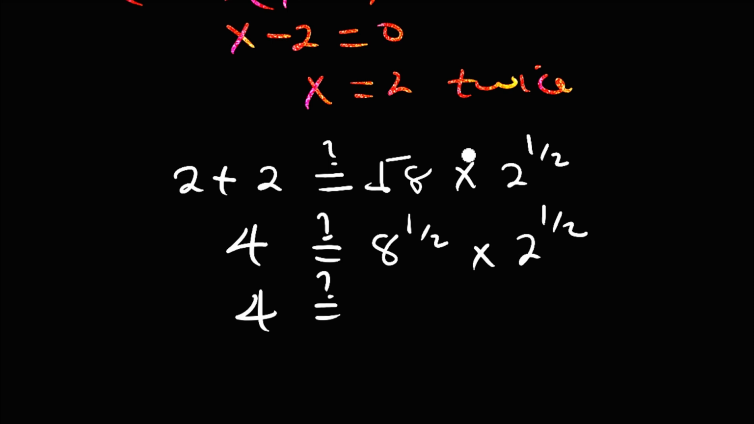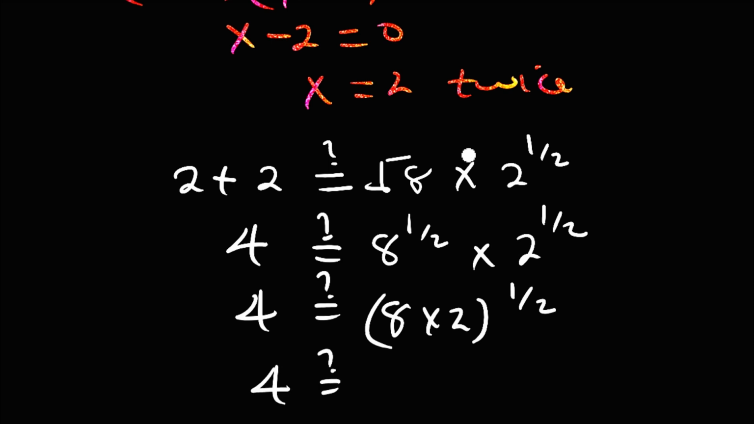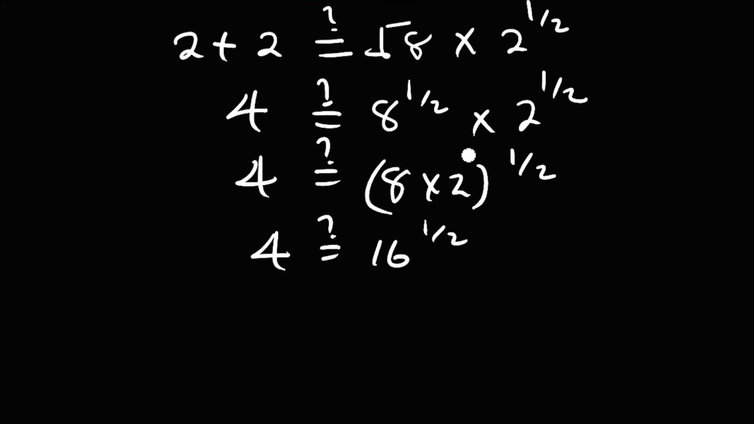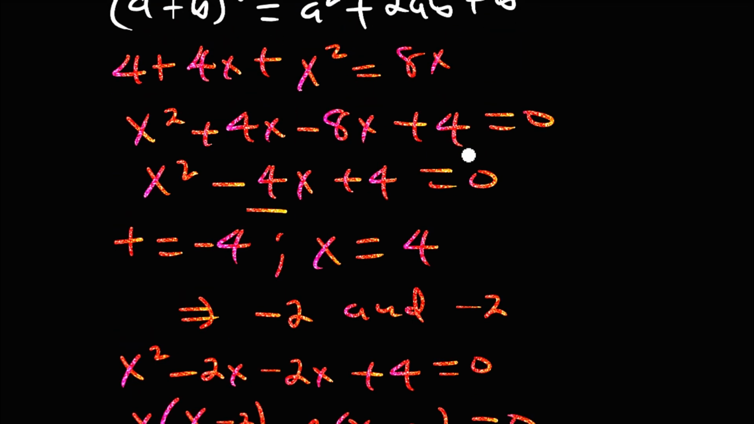So we can combine these two as 8 times 2, then to the power half. So 4, we check if that will be equal to 8 times 2, that is 16, and it's raised to the power half. So remember, as we said, that number raised to the power half is the same as the root of that number. So 4 should be the same as the root of 16, which is 4.